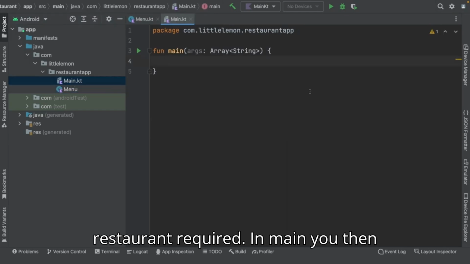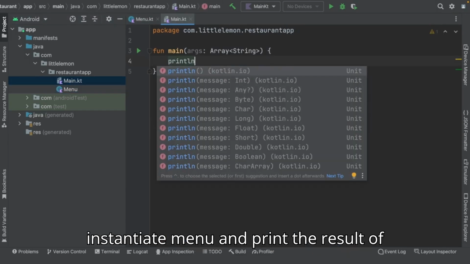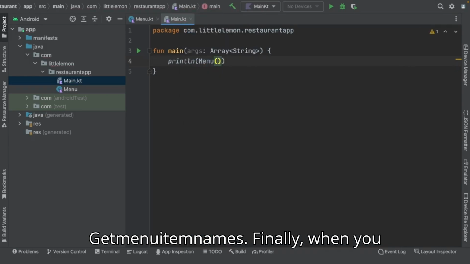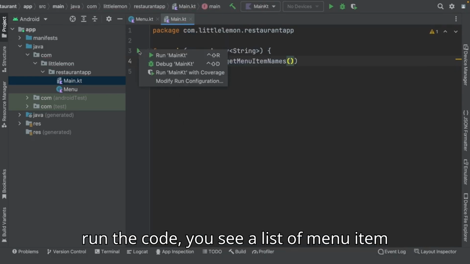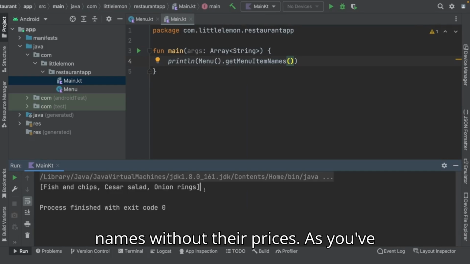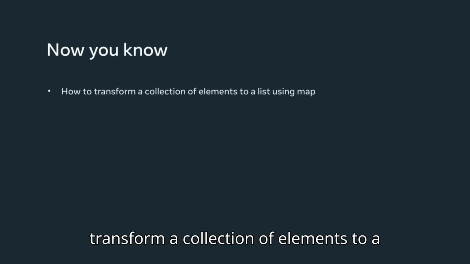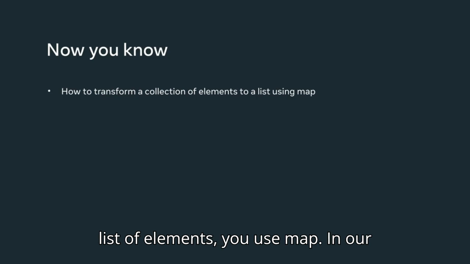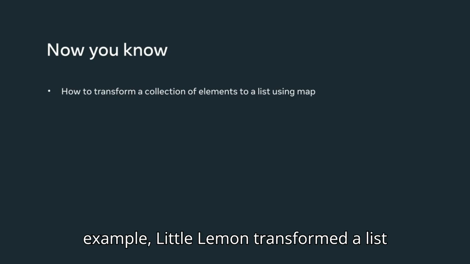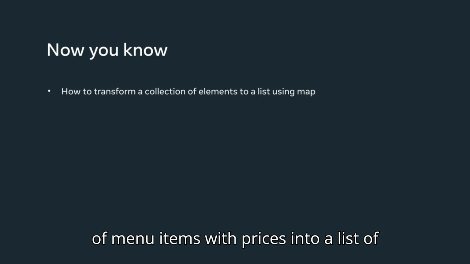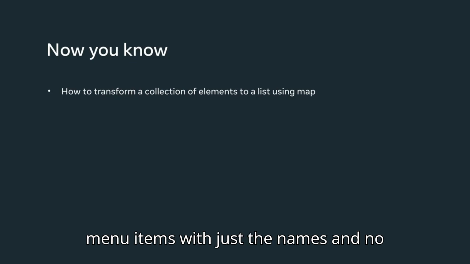In main, you then instantiate Menu and print the result of getMenuItemNames. Finally, when you run the code, you see a list of menu item names without their prices. As you've learned in this video, when you want to transform a collection of elements to a list of elements, you use map. In our example, Little Lemon transformed a list of menu items with prices into a list of menu items with just the names and no prices.